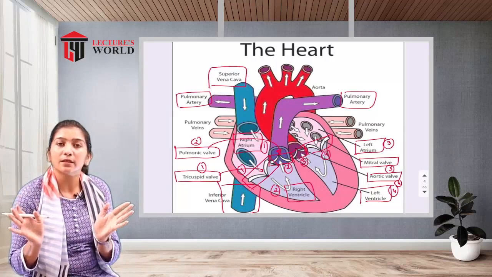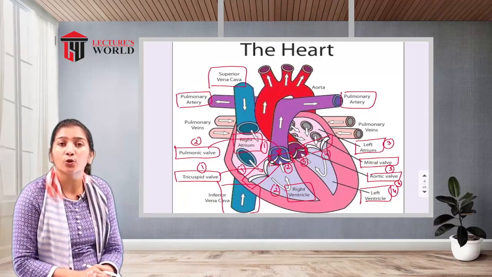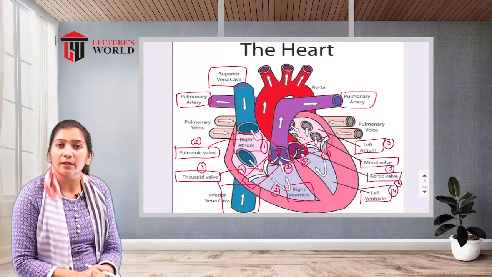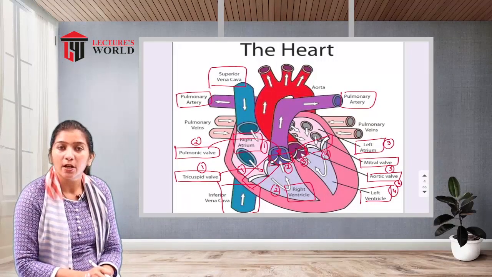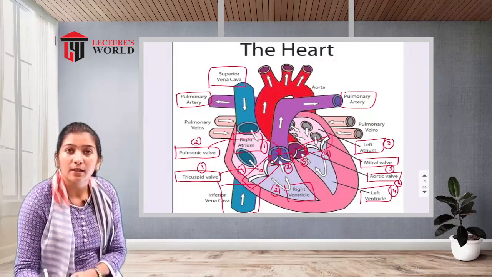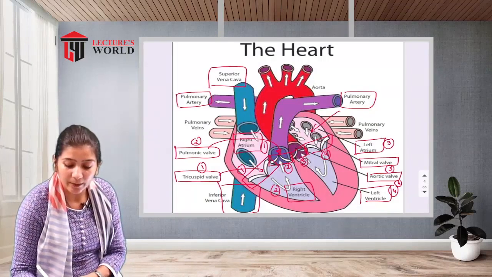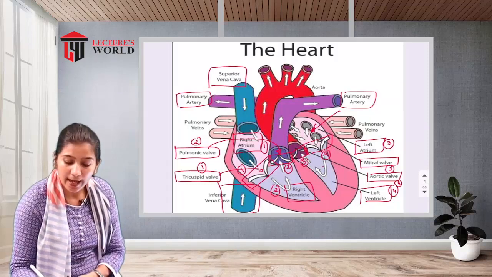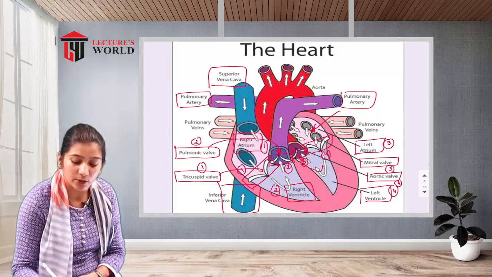And what happens in the lungs? In the lungs, the exchange of O2 and CO2 takes place. So all the deoxygenated blood that came is transformed into oxygenated blood. From the lungs, the oxygenated blood comes into the left atrium. From the left atrium, it goes into the left ventricle, and from the ventricle, with the help of the aortic valve, it goes into the body.